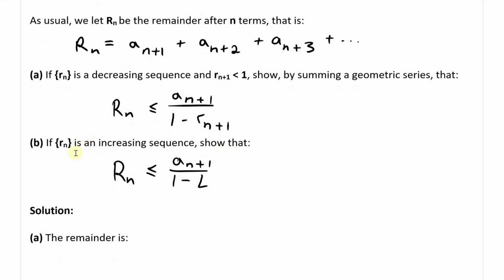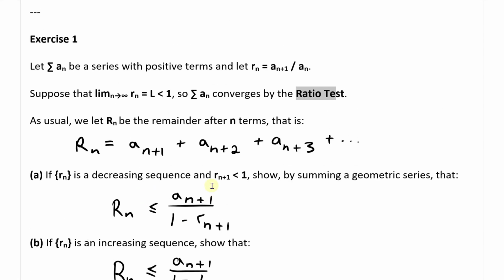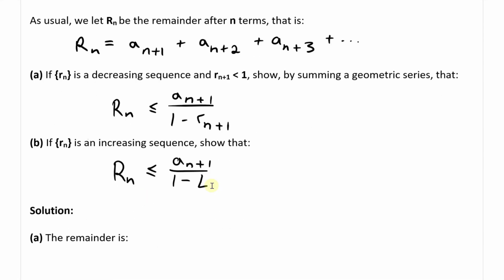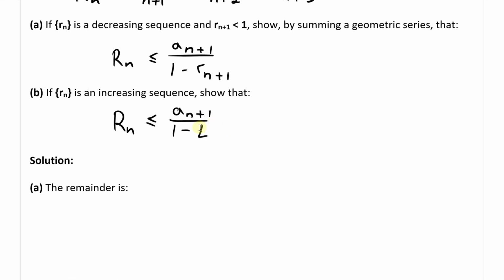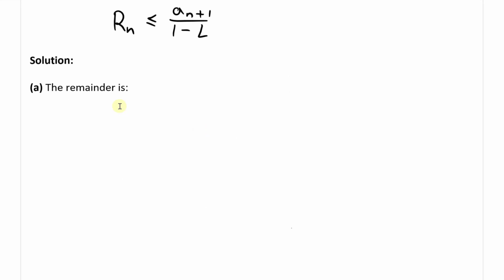And then part B: if Rn is an increasing sequence, show that the remainder Rn is less than or equal to an plus 1 over 1 minus the limit L, as opposed to Rn plus 1 like that. So that's very interesting. Let's go ahead and solve the solution.